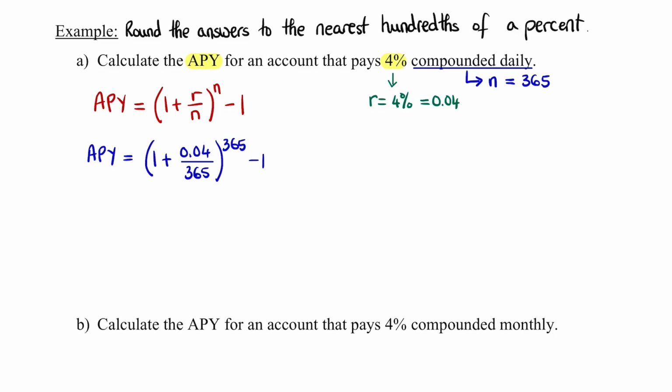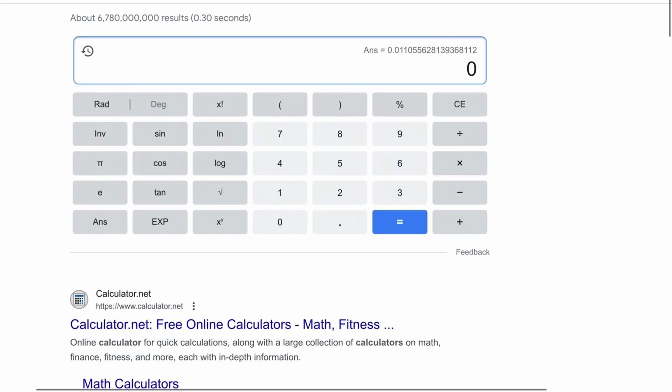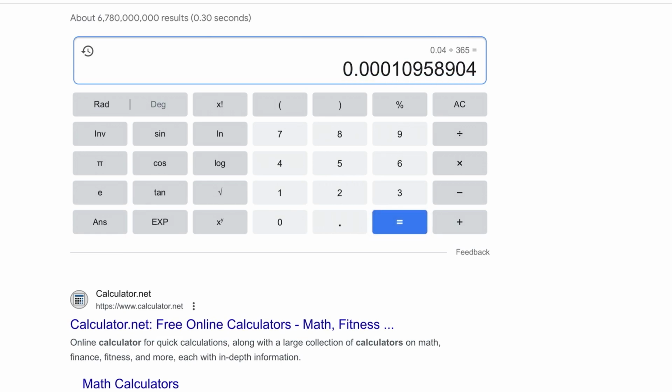I will put this in a calculator. First, I will simplify my parentheses first. So I'm going to take 0.04 divided by 365. And then I take this number plus 1. This is the number inside my parentheses. And then I raise this number to 365. And then I subtract 1. I get 0.04080849,313.